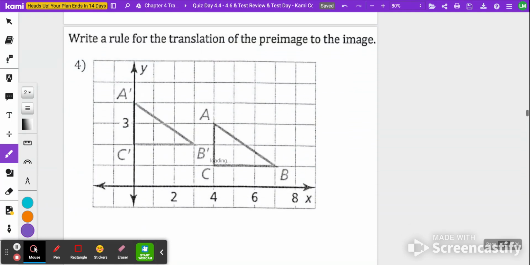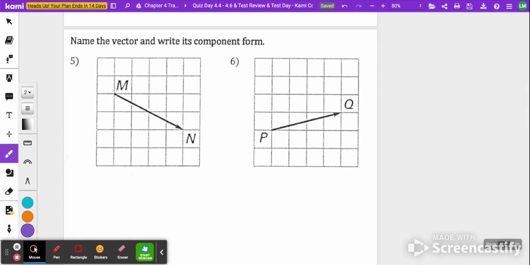Number 4, write a rule for the translation of the pre-image to the image. Again, starting with the letter A and going to A prime, I go to the left 1, 2, 3, 4, and up 1. So my rule would be x minus 4, y plus 1.